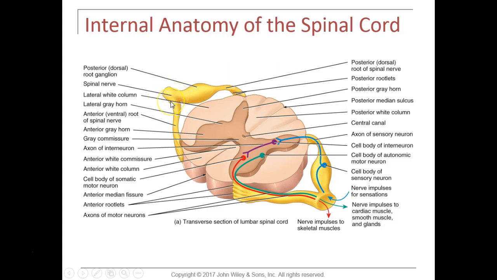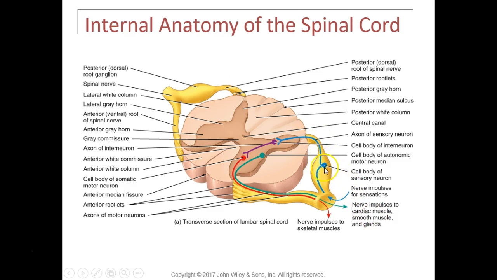So all spinal nerves have 2 attachments to a spinal cord. So this is the spinal nerve right here. So this little branch right here is called the anterior root of a spinal nerve. And then back here is what we call the posterior root of a spinal nerve. And notice how the neurons enter and leave via a spinal nerve to come to and from the spinal cord. As it turns out, all sensory neurons carrying sensory information from the periphery of the body enter via the posterior root of a spinal nerve.